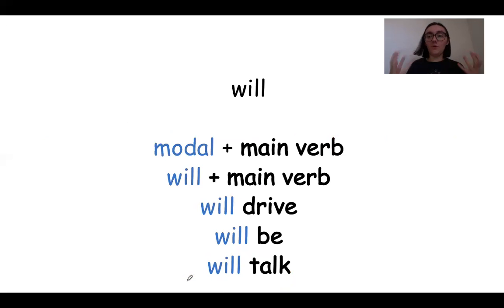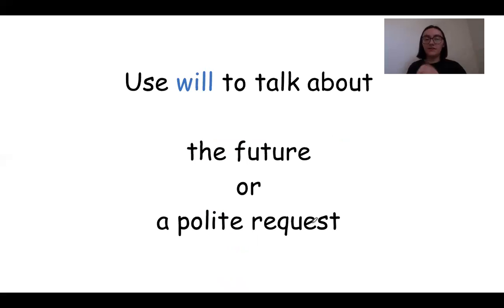Okay, so for the modal verb, the helping verb will, it's the same as all the other ones. You want to put will right next to the main verb. So will drive, will be, will talk. That's how we do it. I will talk to you tomorrow. He will be late. They will drive home tomorrow. That's how we put it together.